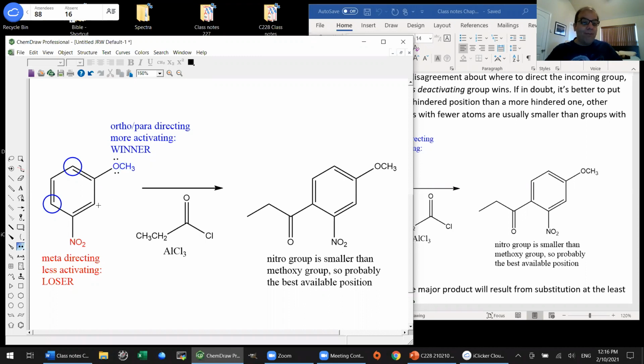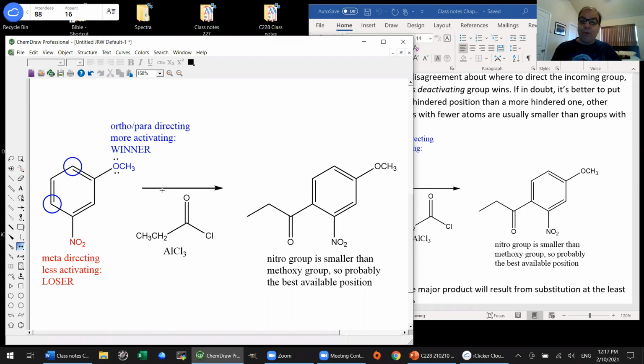And so again, we're not going to put the new group in between two pre-existing groups. That doesn't make sense. Why put it next to both of them when you can put it next to just one of them? So the question then becomes, having a nitro and a halogen. Well, a halogen will be more activating than the nitro group. So between nitro and halogen, the halogen would win.